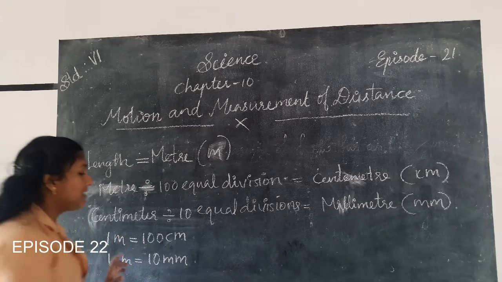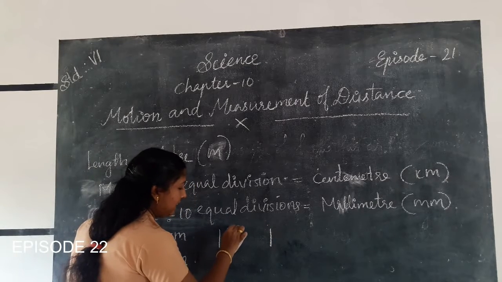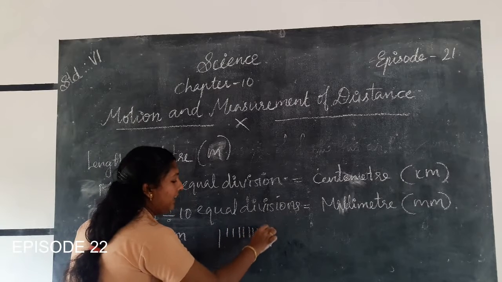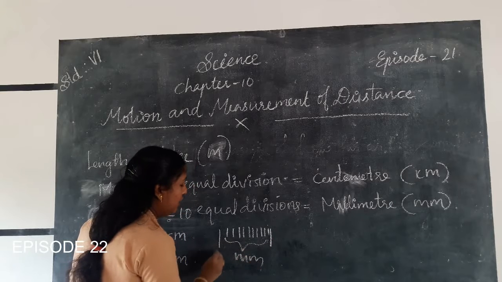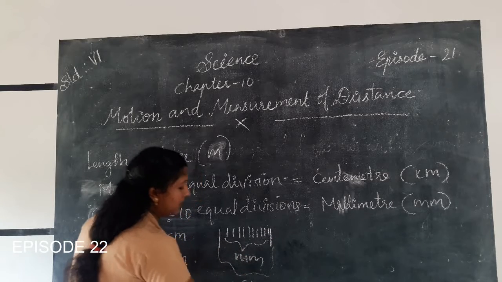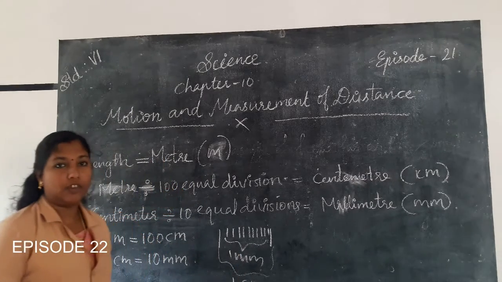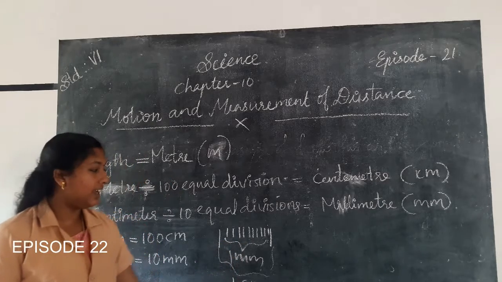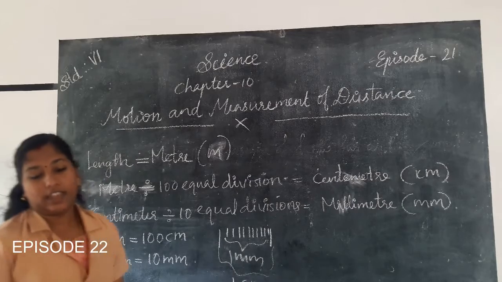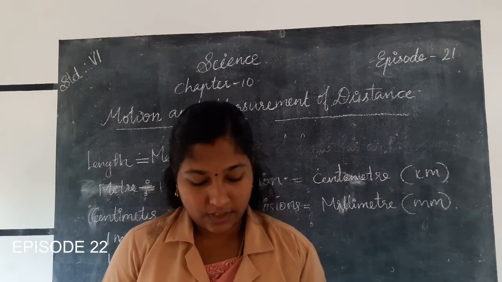If you take 1 centimeter, from here to here, in between 1 centimeter there are 10 equal divisions. 1, 2, 3, 4, 5, 6, 7, 8, 9, 10. These 10 equal divisions are called millimeter. From here to here it is 1 centimeter. That is 1 millimeter. Okay, all of you understood? That's all in the portion given in your textbook.